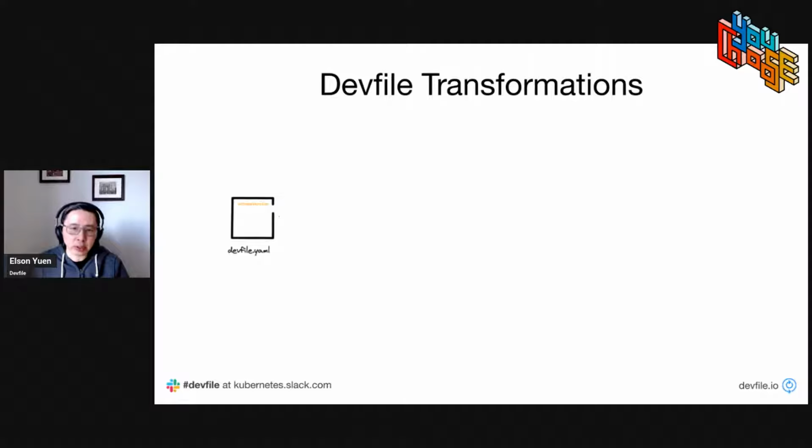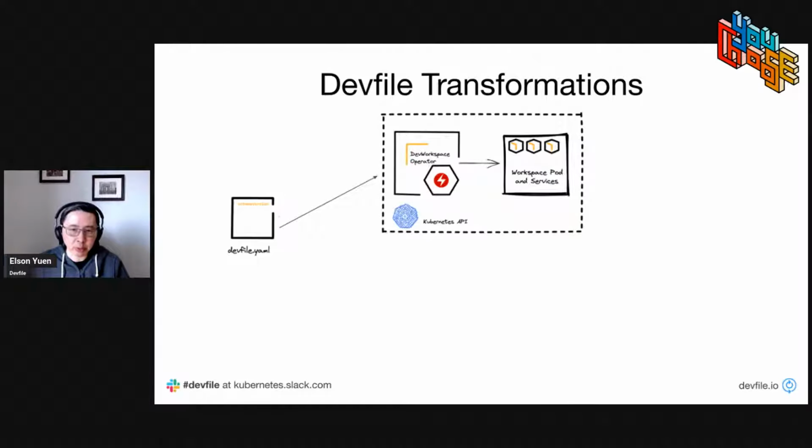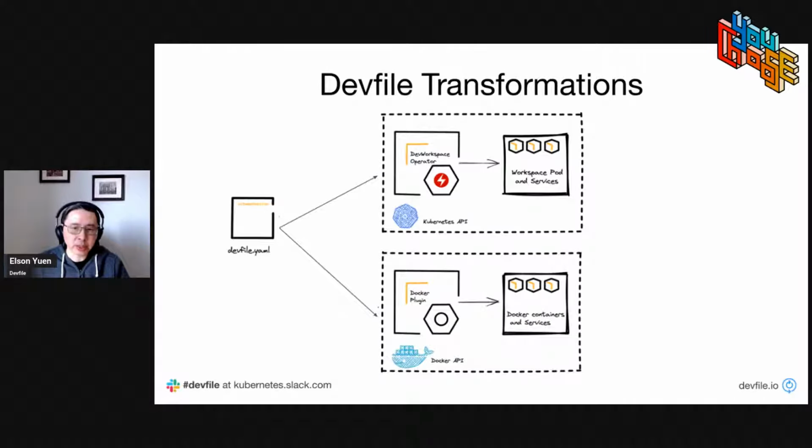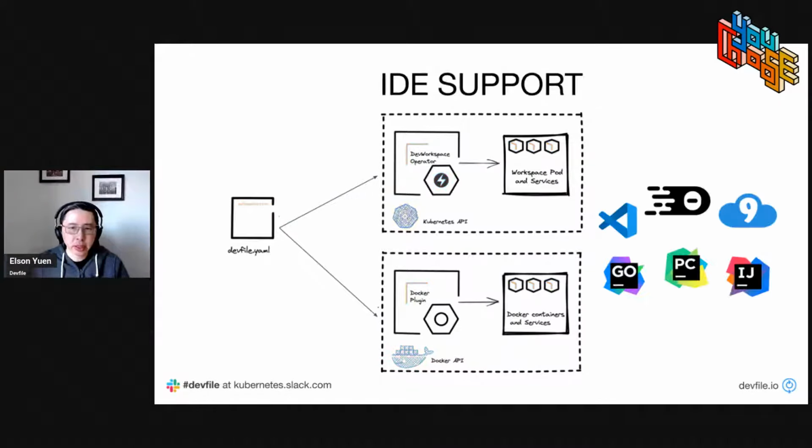So how Devfile works, you start from a Devfile YAML. There will be different tools that understand it, and it will convert it into, for example, the Dev Workspace operator will convert into workspace, pod, and services on a Kubernetes environment. We will not only support Kubernetes environment, we also have the Docker plugin that can bring up Docker containers and services in place as well.